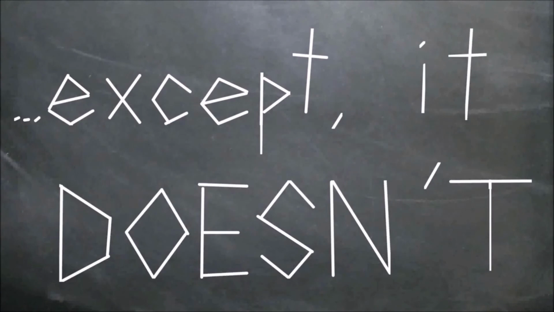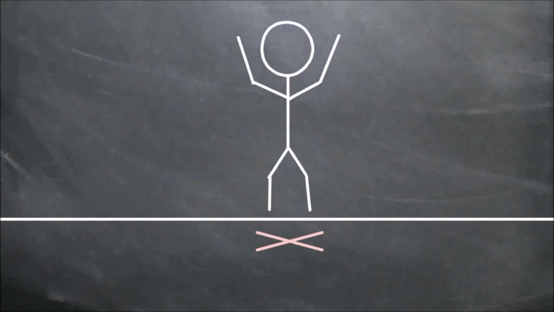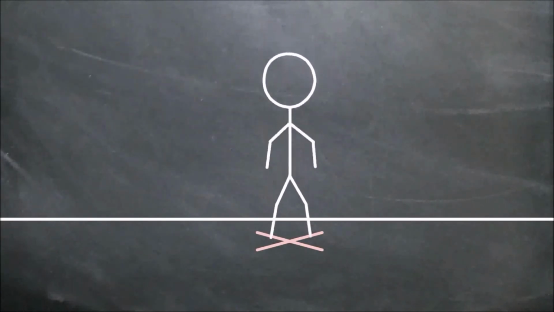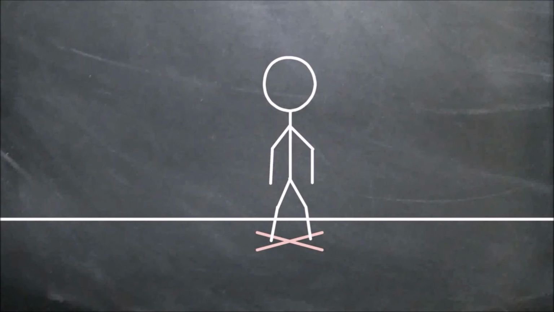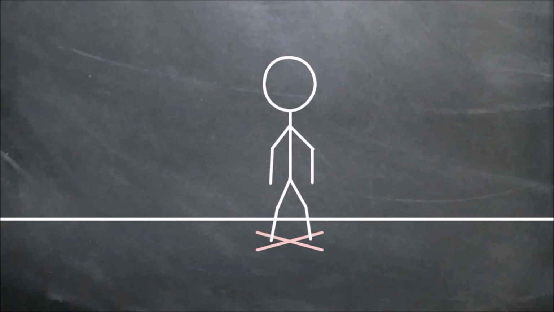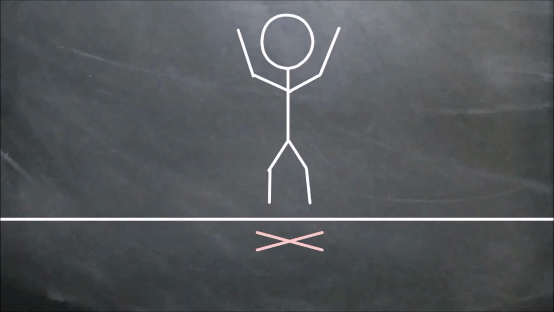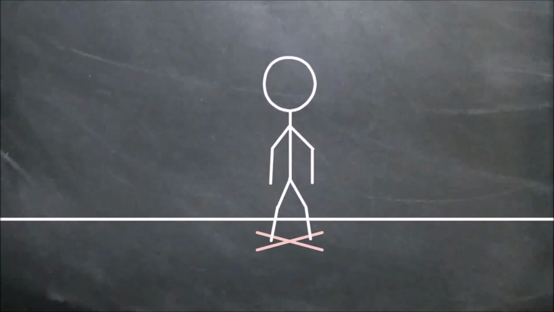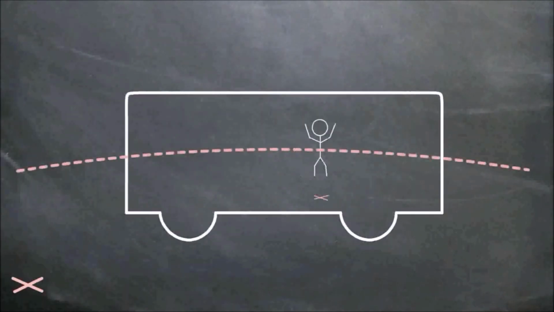Except, it doesn't. If you're brave enough and actually do jump on a moving bus, as long as it's moving in a straight line at constant speed, you'll notice that something completely different happens. You land back on the same spot of the bus floor from which you left. Well, that's kind of weird. The bus floor moved forward during your jump.